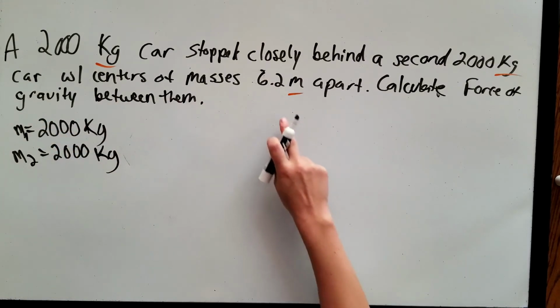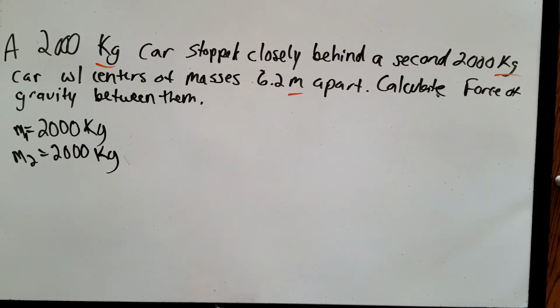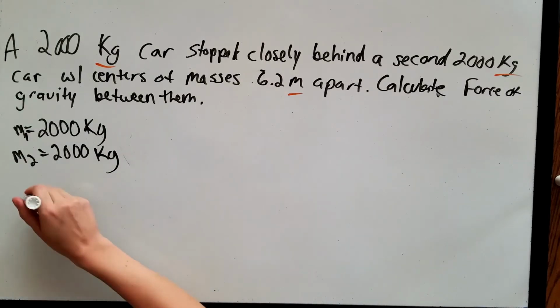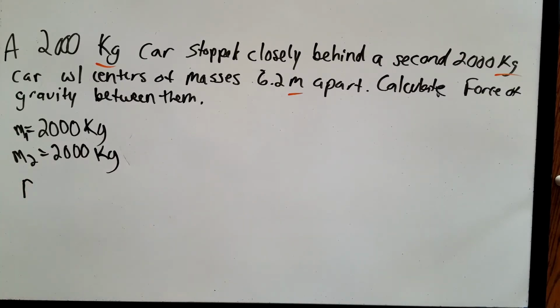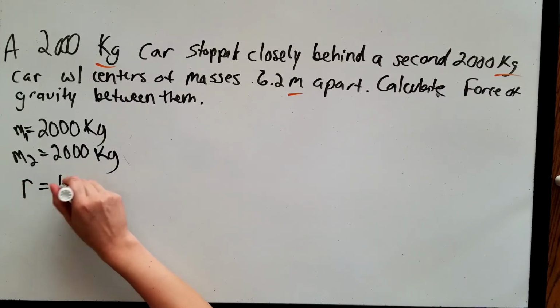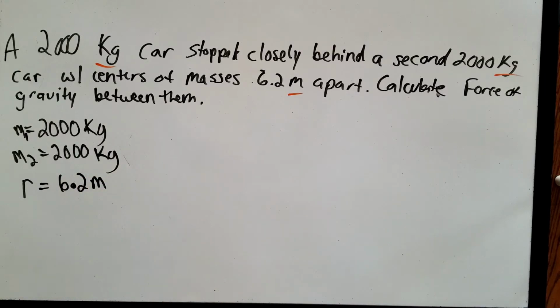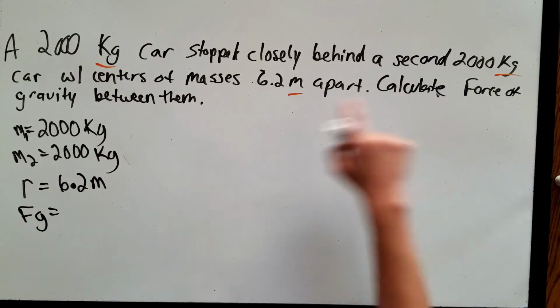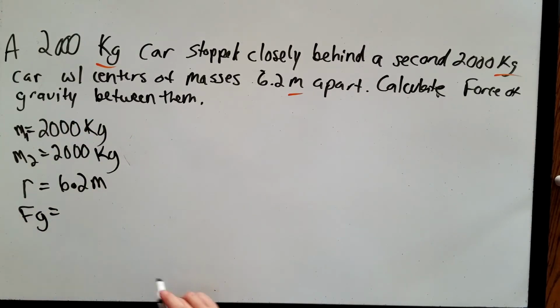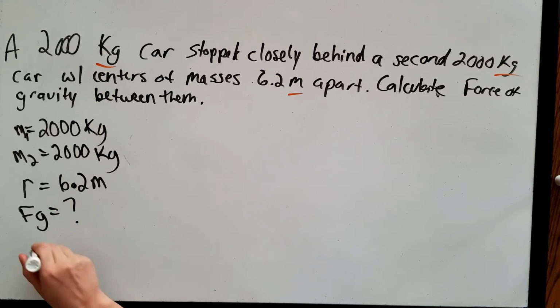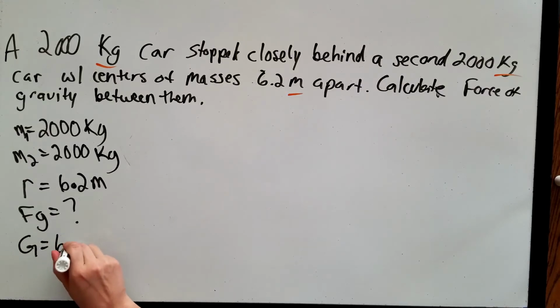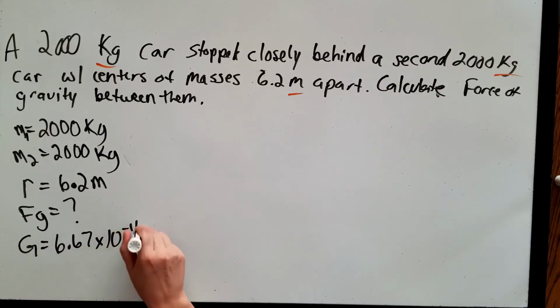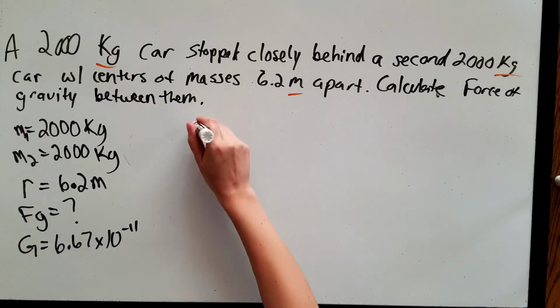The last piece of information, that 6.2 meters, that's a distance, but for gravitational force equations, it's represented by the symbol R, the variable R. So that's 6.2 meters. What we're solving for is F of G. So force of gravity is going to be F sub G. With gravitational force, if you don't realize it right away, you will when you write down the equation. We have 6.67 times 10 to the negative 11th is that gravitational constant that will be used every time we solve for this problem.